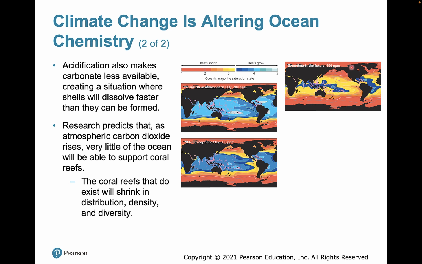We're over 400 ppm right now, parts per million carbon dioxide in the atmosphere. We're going to have reefs shrinking more than they are growing, more of this darker red orange than the blue, okay, than this lighter blue.